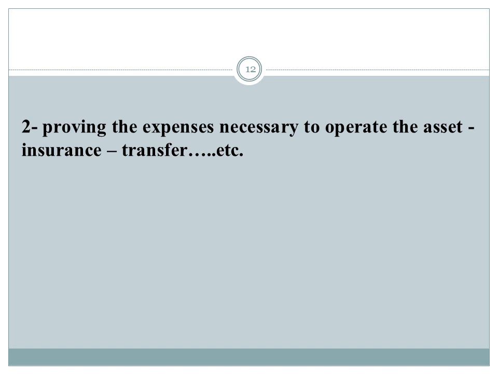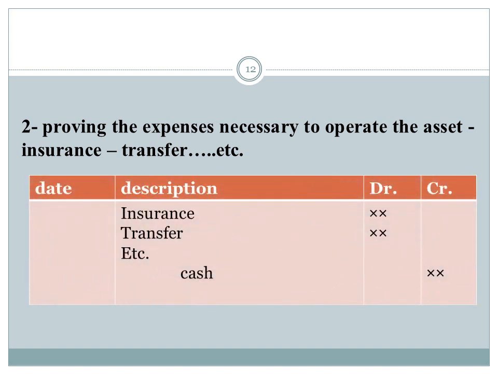2. Proving expenses necessary to operate the asset, such as insurance, transfer, etc. These expenses are very important to the asset, make our asset valid to use. So these expenses should be journalized, should be recorded in 2 stages. Stage number 1, these expenses will be in the debit side, cash will be in the credit side. Insurance, transfer, etc. Any other expenses related to an asset will be in the debit, cash will be in the credit.